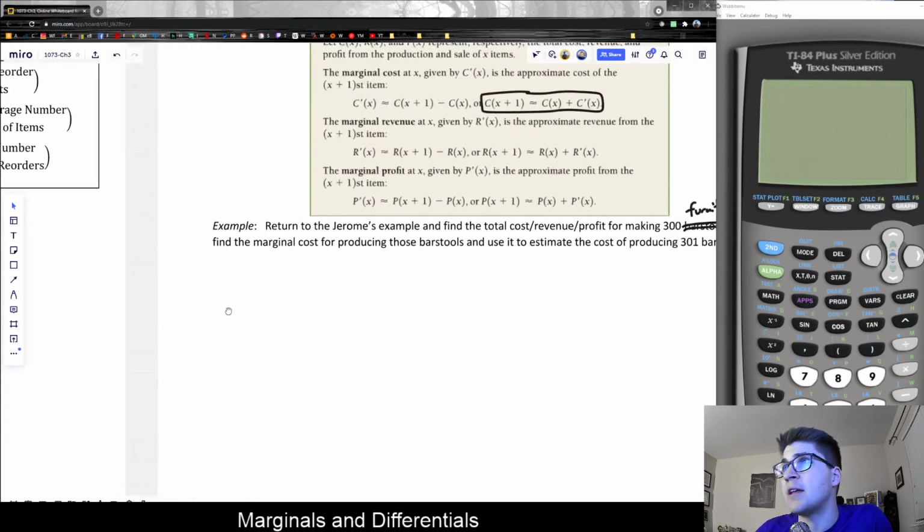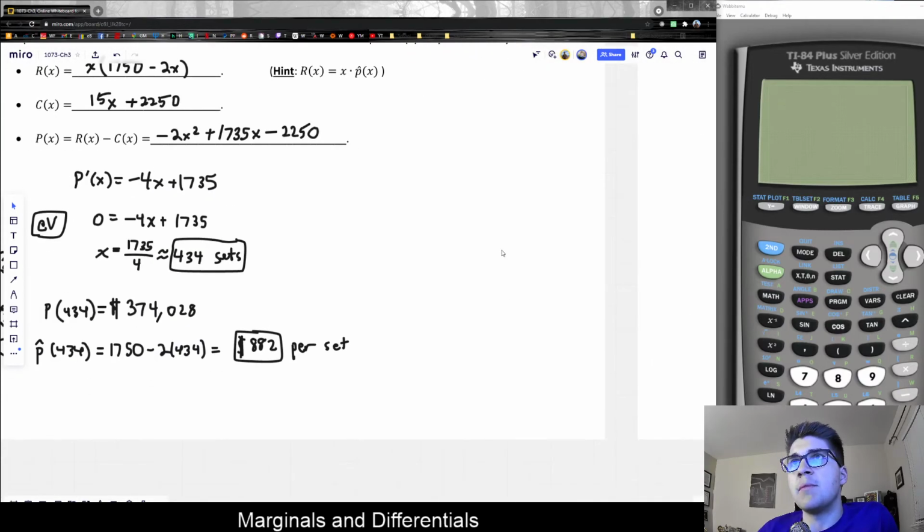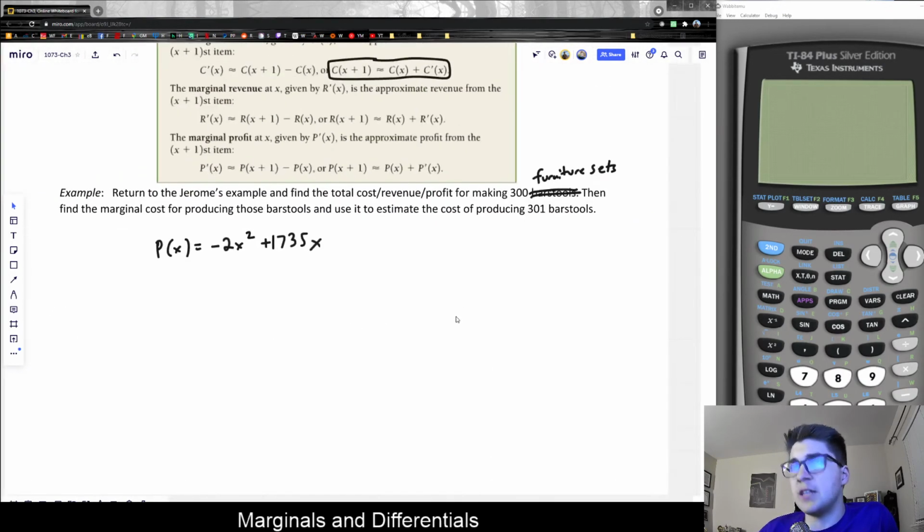So let me just copy that over. And it says cost, revenue, profit, but let's only worry about profit. P of x was equal to negative 2x squared plus 1735x, and then minus something, I don't remember, minus 2250. And this gave us the profit to produce x furniture sets.